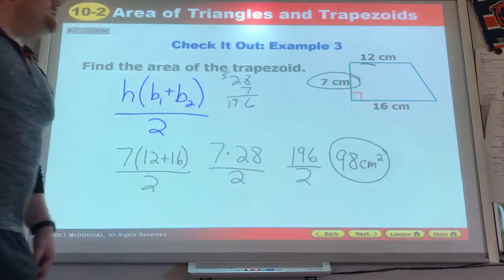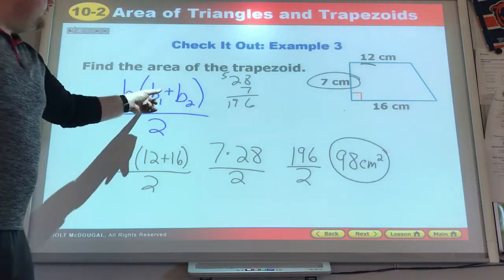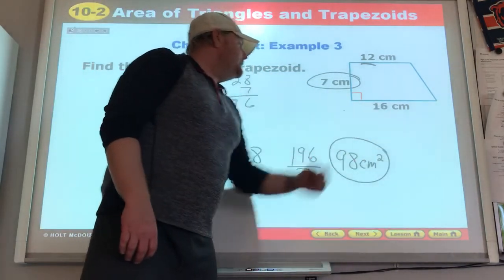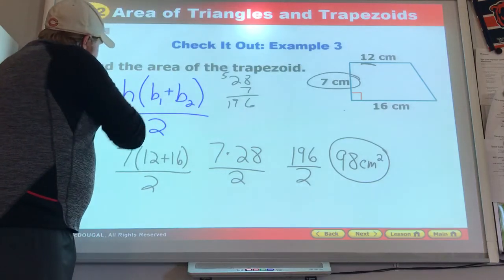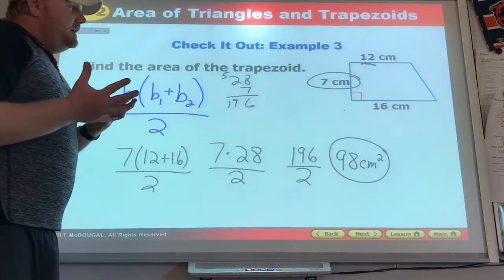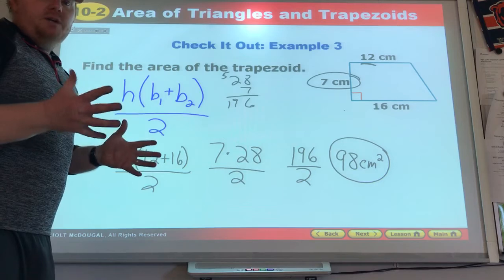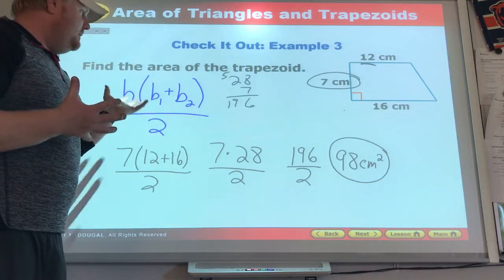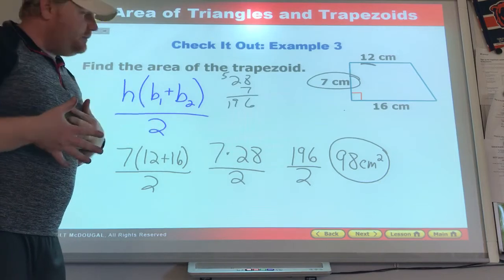You get 98 centimeters squared. Knowing what base 1 is, knowing what base 2 is, multiplying them times the height, and then we divide by 2. And I showed you that picture on that first slide of why we're dividing by 2, because we have twice as much as we need by adding the 2 bases, so we have to divide by 2.